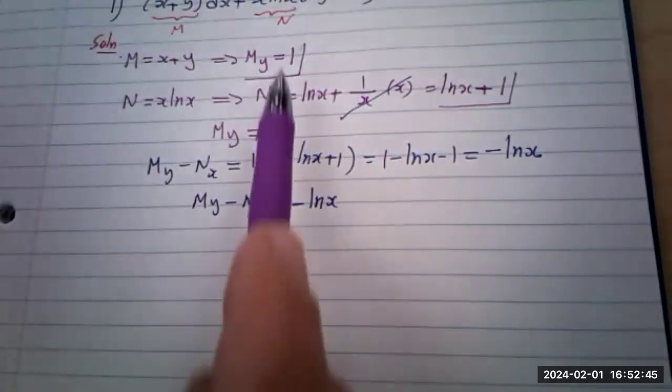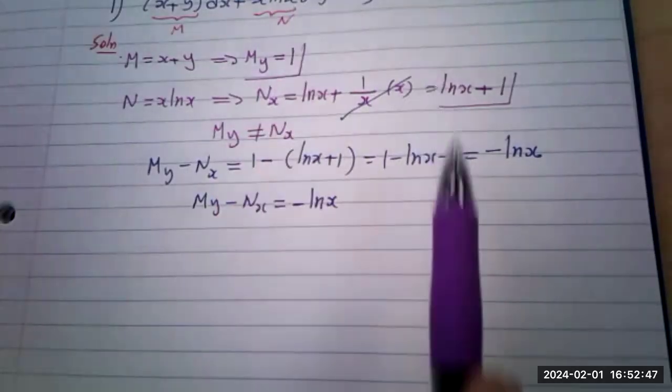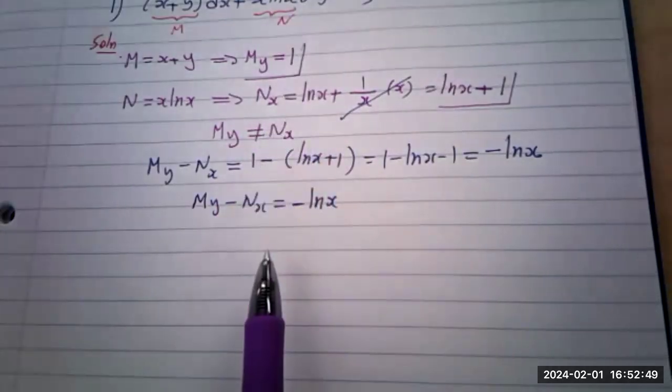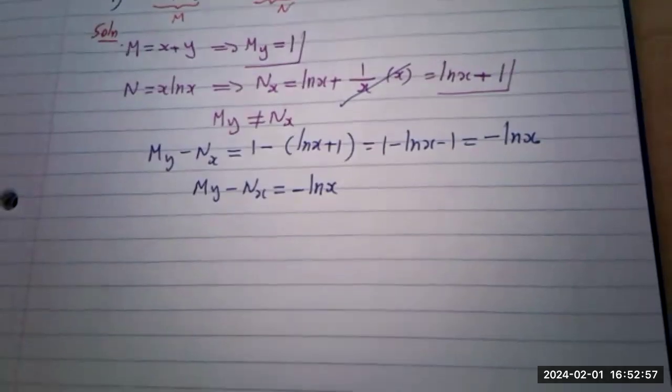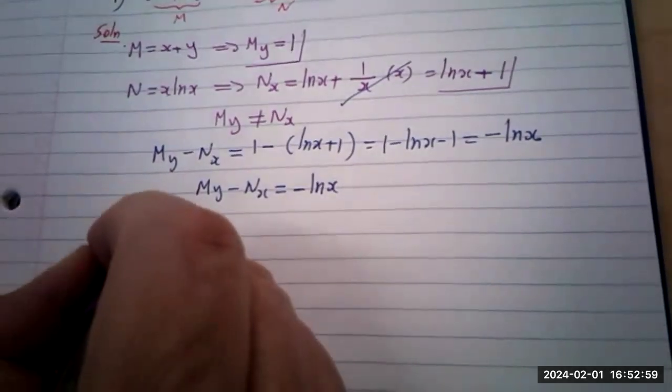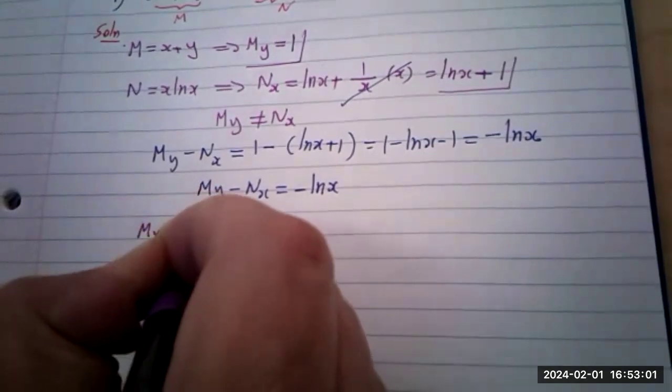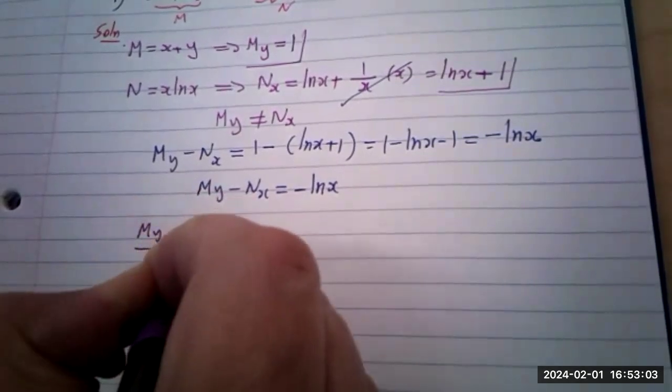And if you divide it by n, ln x would cancel out, and the leftover would be x, a function of x. Okay, so this is the way you check. You have to check which one is going to be better. So we decided that if we divide it by n, that would be better.